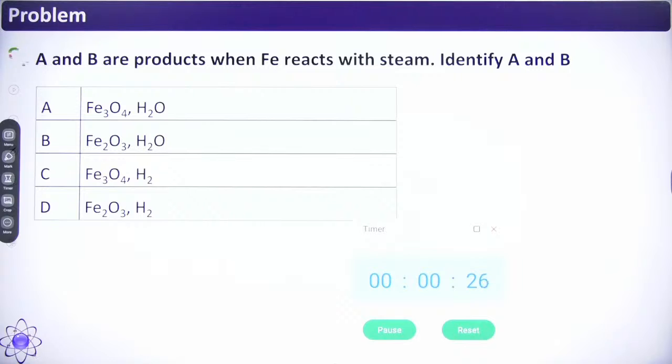Iron is metal, right? And steam is what? Steam is a form of water. So when iron reacts with steam, or we can say when metal reacts with water, what will happen? This is the basic hint I give you. Now I think you can solve it by yourself.